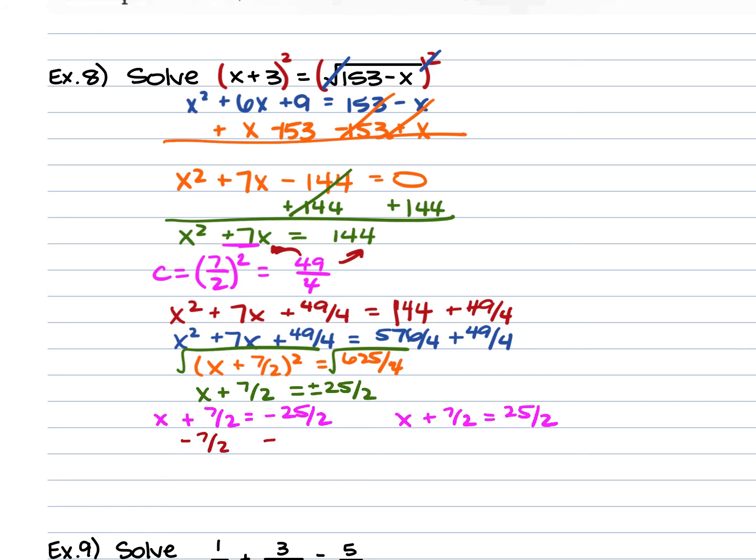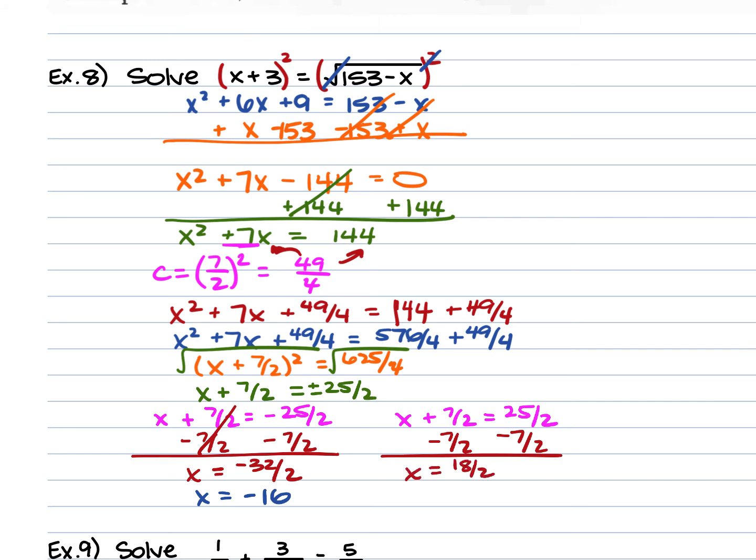Subtract the 7 over 2 from each side. This is going to leave you with x is equal to negative 32 over 2, which simplifies to be negative 16. And your other one, we're going to subtract the 7 over 2 from each side. The 25 minus 7 gives us 18 over 2, which simplifies to be 9. So negative 16 and 9 are your two solutions.